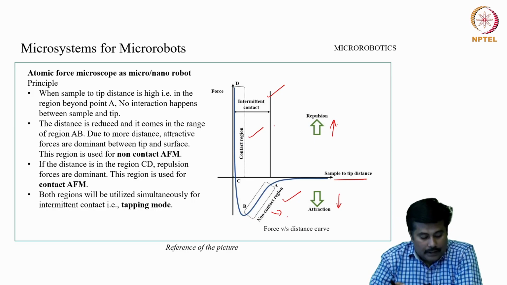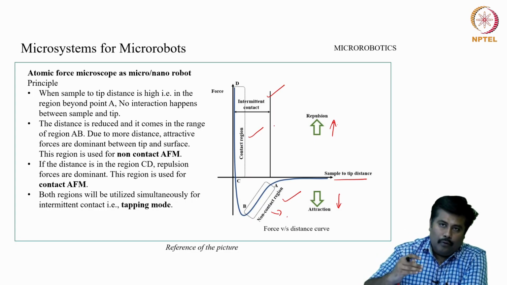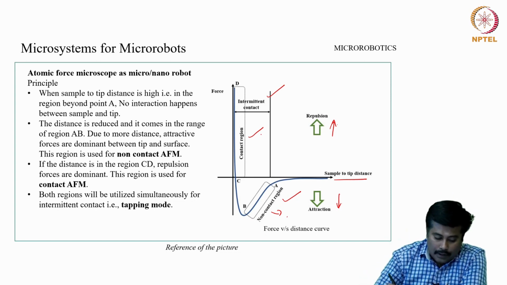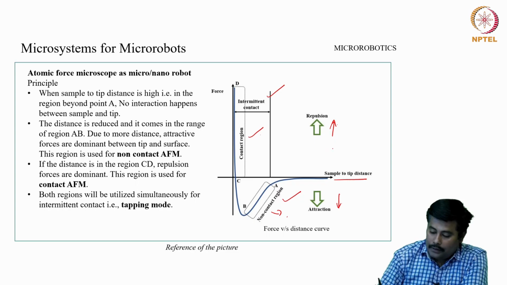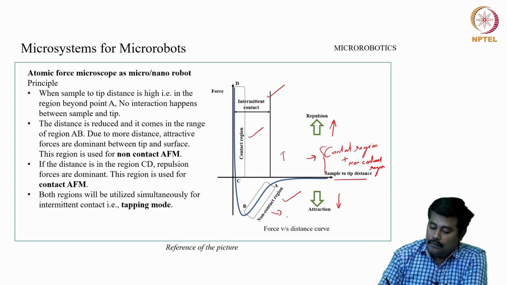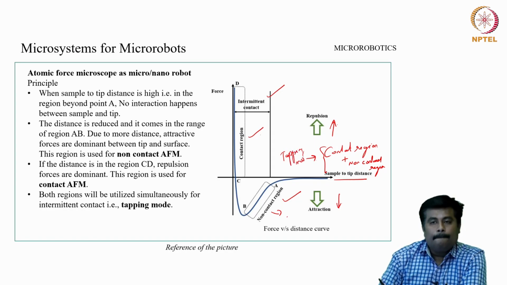Both the regions will be utilized simultaneously for the intermittent mode, which we call the tapping mode. That is, both the contact region plus the non-contact region will be utilized when the AFM is in the tapping mode.